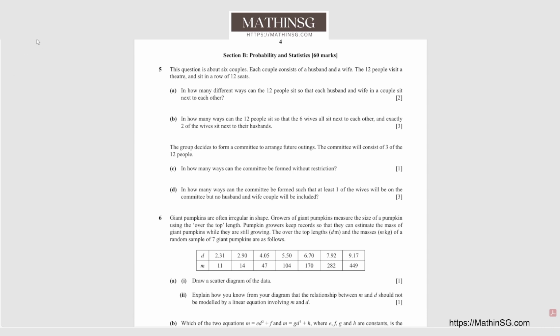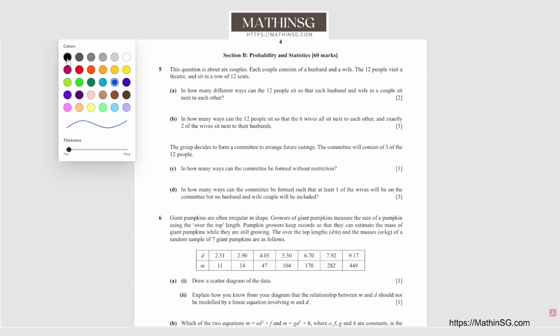So now this question is about 6 couples, and each couple consists of a husband and a wife. The 12 people visit a theater and sit in a row of 12 seats. So in part A, you're asked, in how many different ways can the 12 people sit so that each husband and wife in a couple sit next to each other?